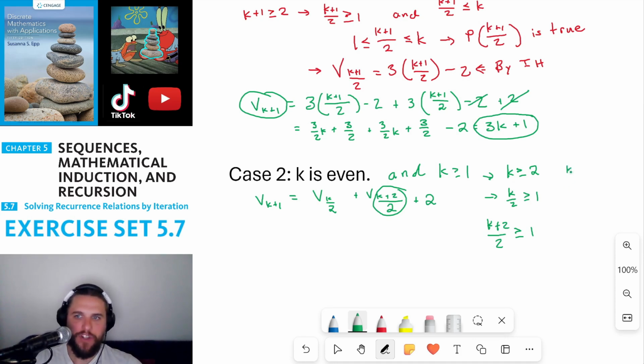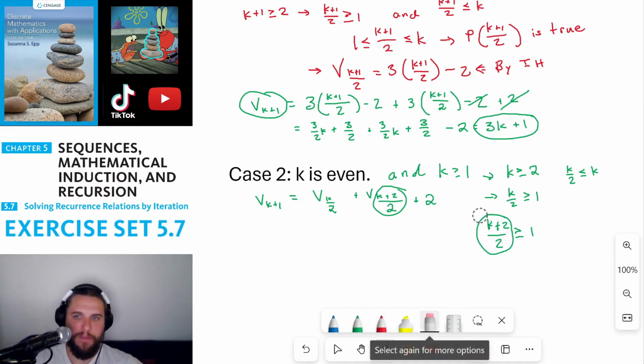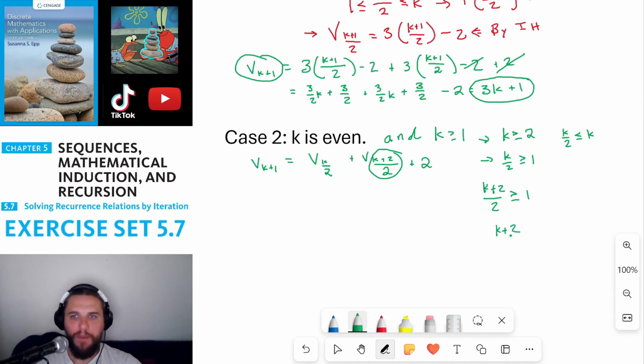Also, we should mention that k over 2 is less than or equal to k. Since k is positive, if you cut k in half, you're going to get a smaller number. We also need to know that k plus 2 over 2 is less than or equal to k so that we can use the inductive hypothesis. Now we want to show that k plus 2 over 2 is less than or equal to k. We can work backwards from this conclusion to get that k plus 2 would have to be less than or equal to 2k, and we can subtract k on both sides to get 2 is less than or equal to k. So we can work backwards here, starting with the fact that k is greater than or equal to 2. We can add k to both sides, and then divide both sides by 2.